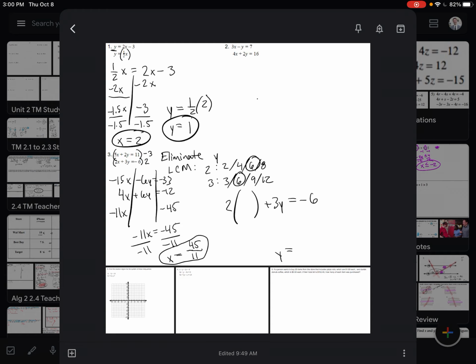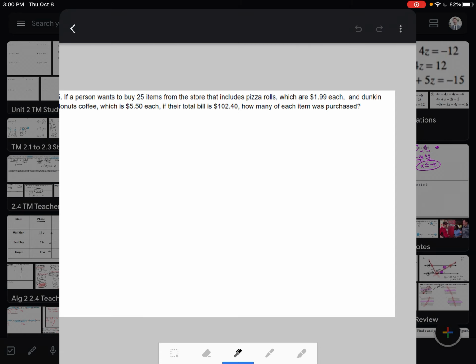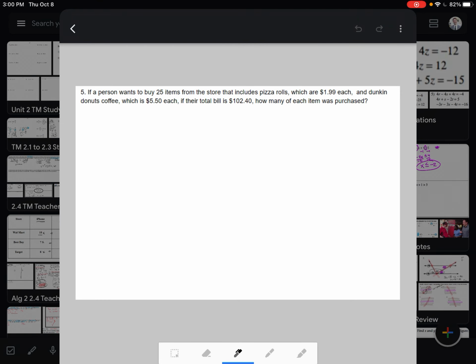All right, another example here are word problems. For these word problems, the annotation and organization is very important. That is a procedure for us here. So first we need to write down what we know. We know that we're going to buy 25 items. We know that pizza rolls are $1.99. We know that coffee is $5.50. And we know that the total is $102.40.